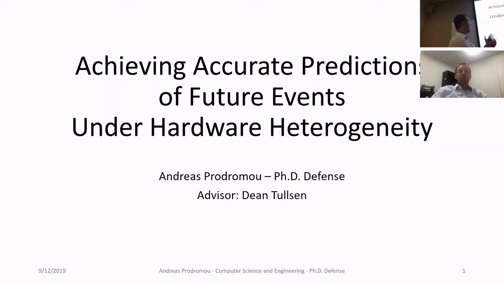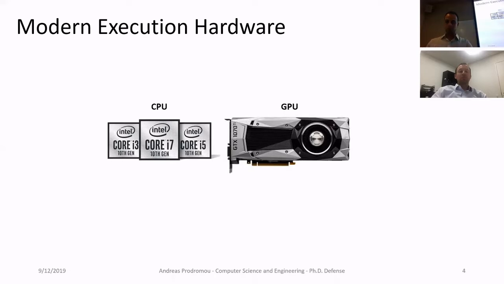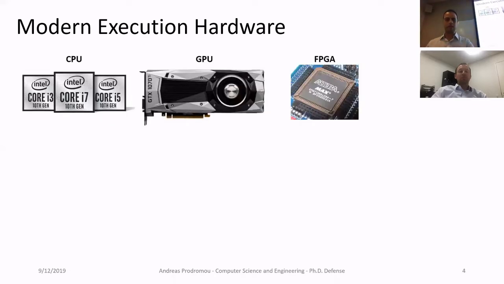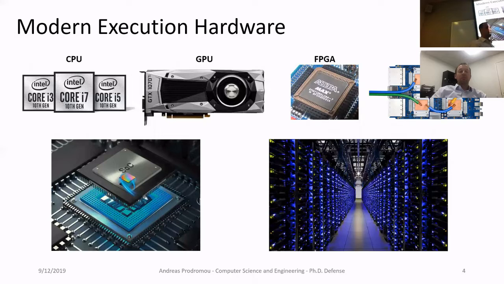So yes, as Dean said, the title is Achieving Accurate Predictions Under Hardware Heterogeneity, and I'll just jump right in with a quick background. The way we execute modern software today, we typically run it on CPUs and GPUs. However, there are a few more options, such as field programmable gate arrays, FPGAs, and application-specific integrated circuits, ASICs. As we move to the right, the hardware becomes more and more optimized for a narrower and narrower set of tasks.